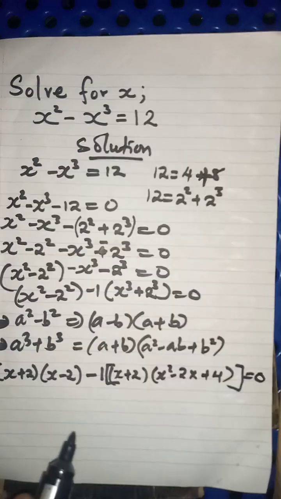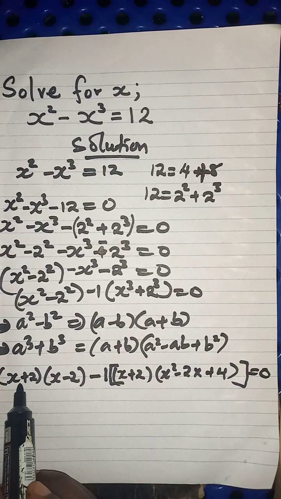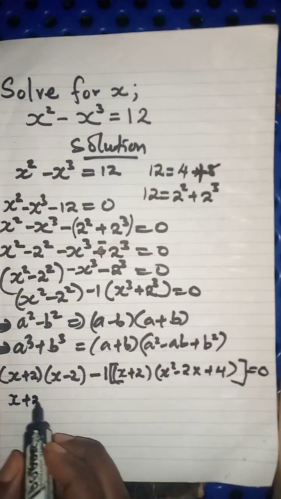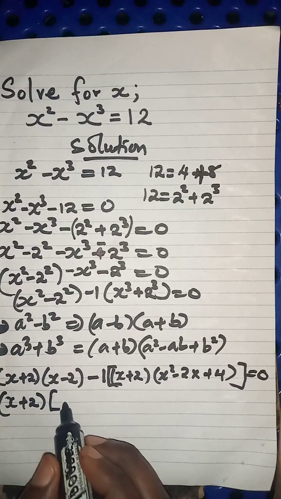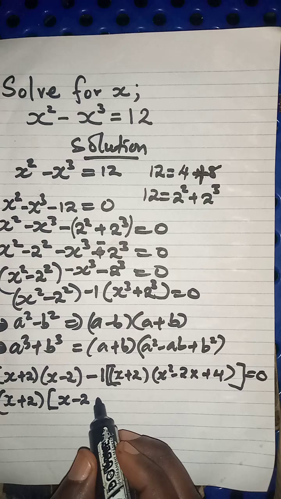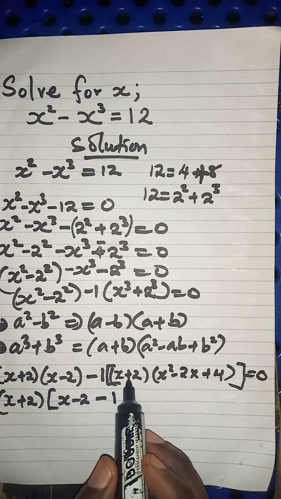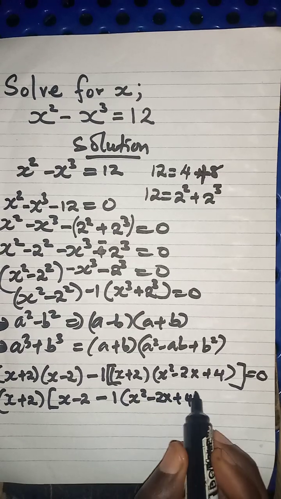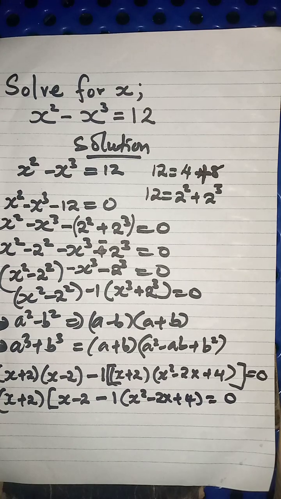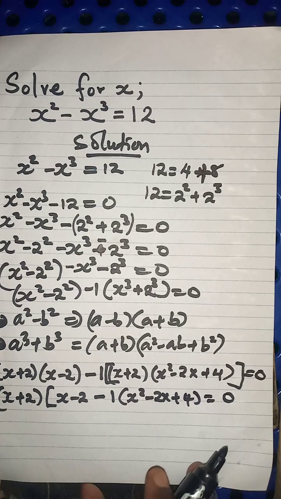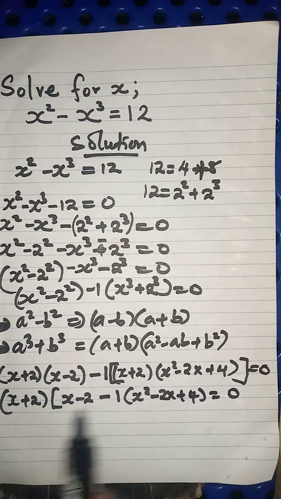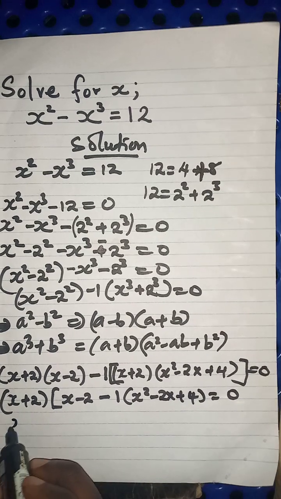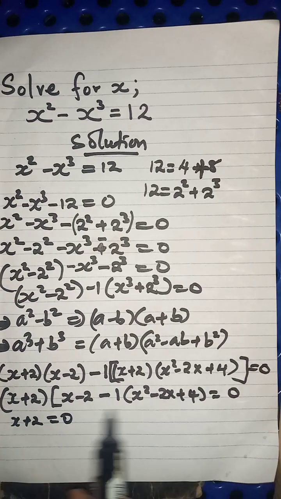If you look at this statement keenly, I have x plus 2 here and x plus 2 here. I'm going to take it outside as x plus 2, and then inside, I'm going to remain with x minus 2, and then minus 1. Of course, these are factored out: x squared minus 2x plus 4 is equal to 0. So it is now clear and very easy to see that these are the product of two factors. And the first factor means that x plus 2 is equal to 0, this bracket here.